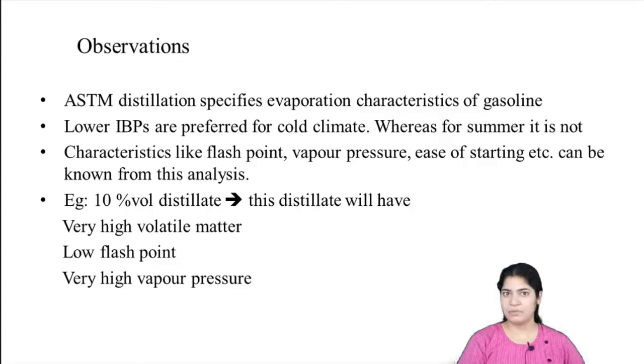It has very high vapor pressure. See, boiling point is related to vapor pressure. High vapor pressure means low boiling point; it is boiling very early. Low vapor pressure means high boiling point; the temperature has to be very high to be able to boil. Then, excellent ease of starting. So see, for 10% volume distillate, these are the characteristics.